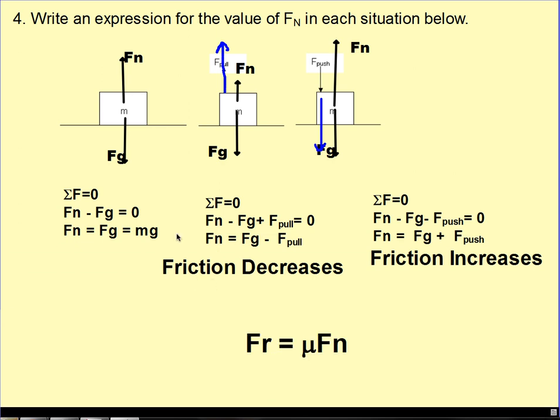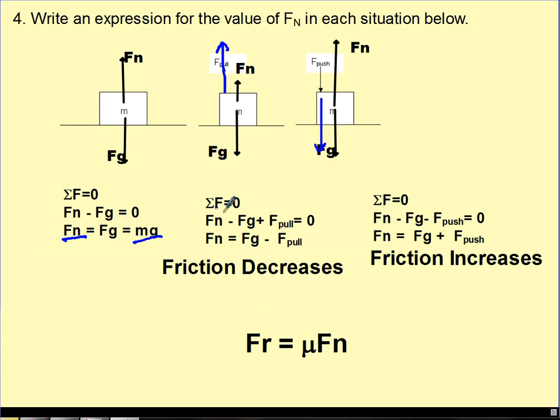All right. In this case, the sum of the forces is 0. In all these cases, the sum of the forces is 0. The normal force minus Fg equals 0. So I'm going to come over here and solve this for the normal force. I'm solving for Fn. I've got Fn minus Fg is equal to 0. So I add Fg to both sides, and I get Fn is equal to mg.